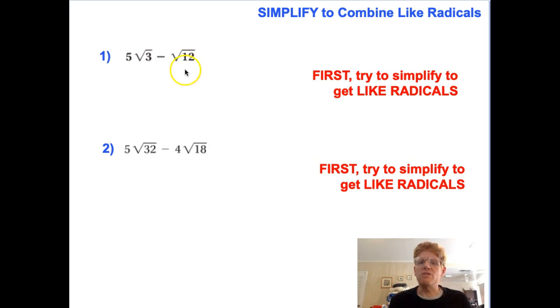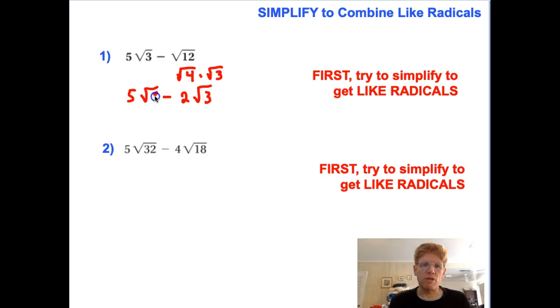Sometimes we're going to need to do some simplifying first, in the same way that we did in the last section. So in this case, we see 5 square root of 3 minus the square root of 12. When we look at the square root of 12, we can see that that can be broken down into the square root of 4 times the square root of 3. So that what we wind up with is the square root of 4 is 2 times the square root of 3.